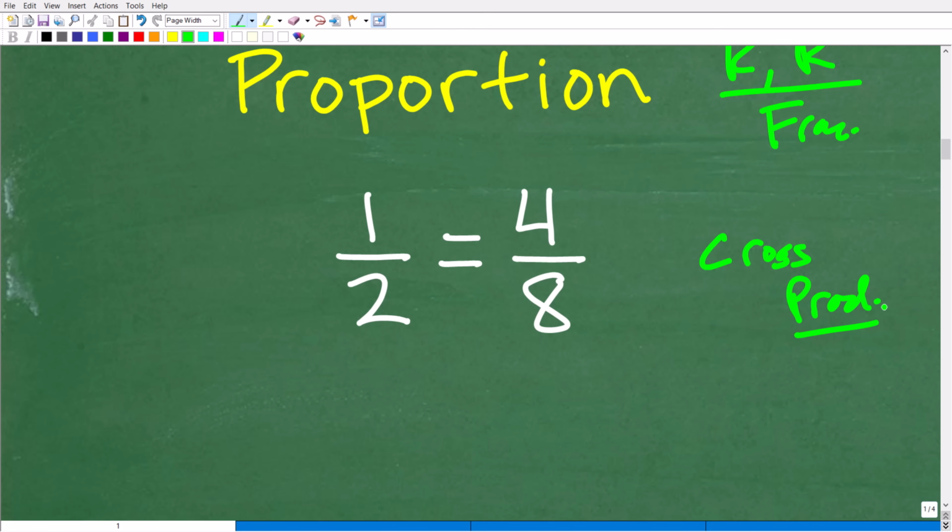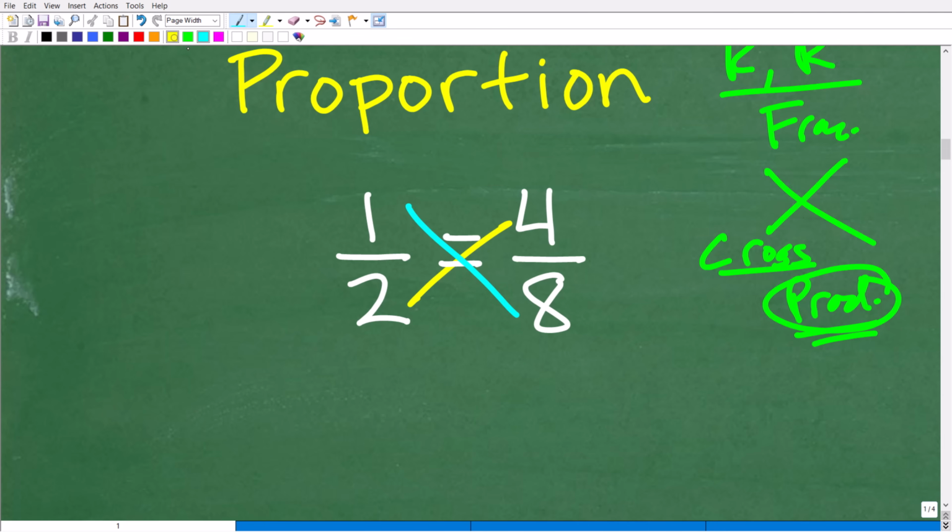So what does the cross product mean? Well, it's kind of self-explanatory. Product means multiplication, and cross means we're going to kind of crisscross in this direction. So if we multiply across, okay, the cross products are equal.